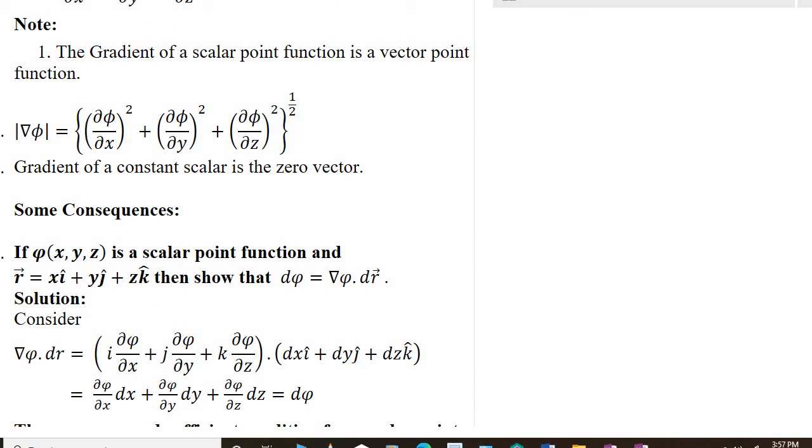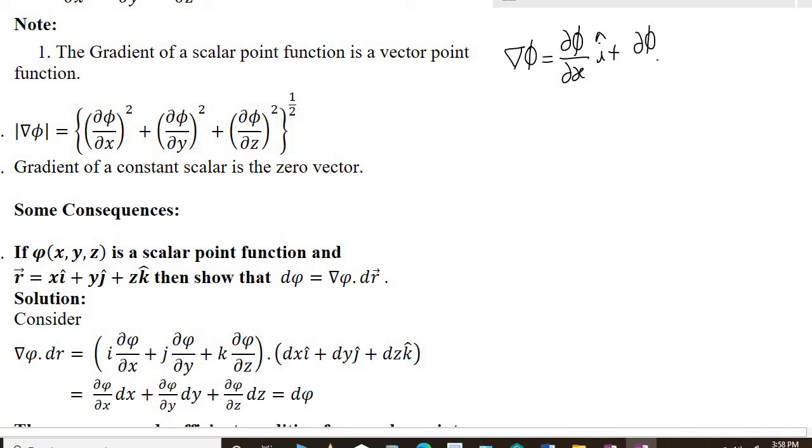The gradient of a scalar point function is a vector point function. Observe in the definition of gradient, we are seeing i cap, j cap, k cap. Whenever i cap, j cap, k cap are present, then we say that the function is a vector point function. Here, grad phi equal to ∂phi/∂x i cap plus ∂phi/∂y j cap plus ∂phi/∂z k cap.